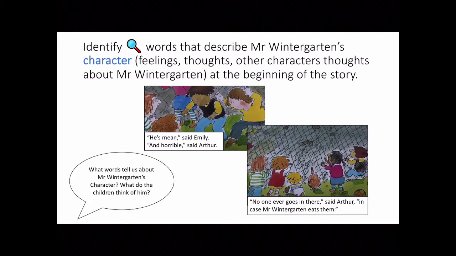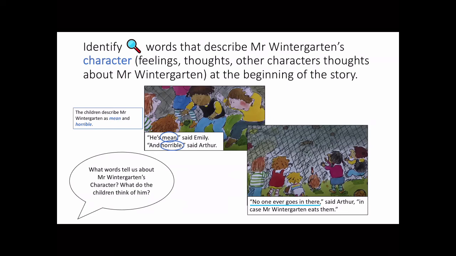What words tell us about Mr. Wintergarten's character? What do the children think of him? Mean, horrible. The children describe Mr. Wintergarten as mean and horrible.